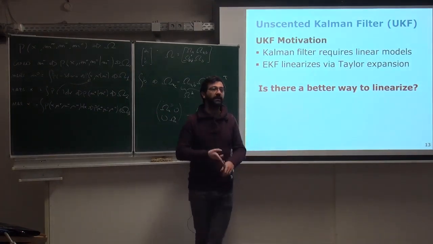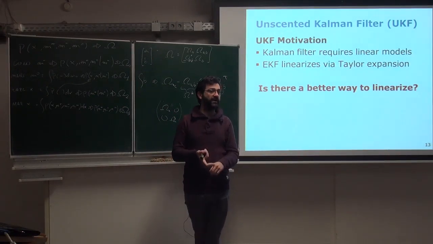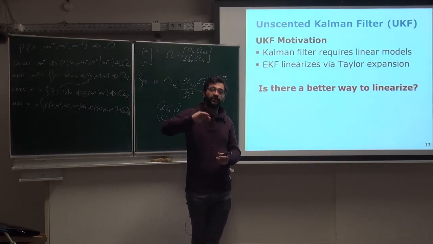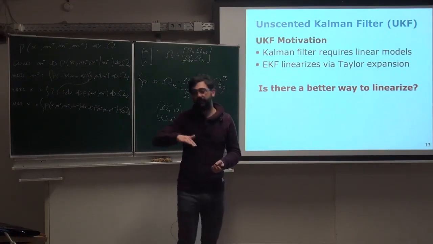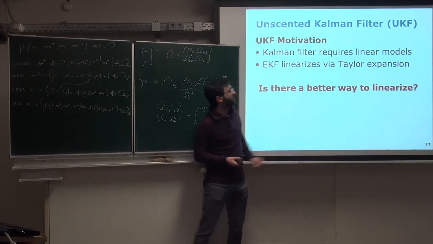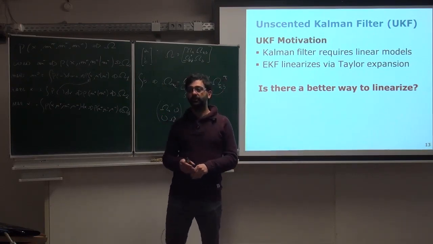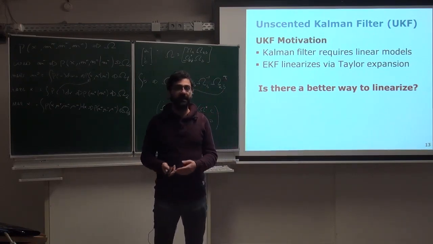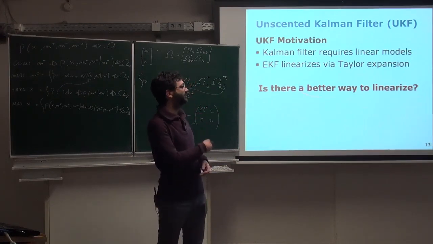One is the way we linearize. We can try to find a better way of linearizing. We have seen that linear first-order Taylor expansion is actually not that great for high uncertainty and highly nonlinear functions. And the second thing is the efficiency. So to address the linearization part, we showed that there is a better way to linearize the system. And I can ask you, what's the answer to that?